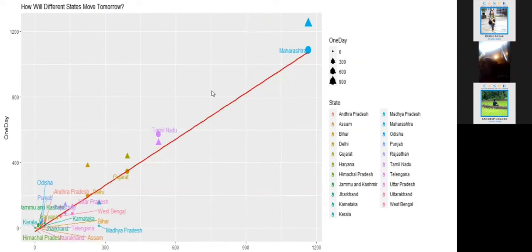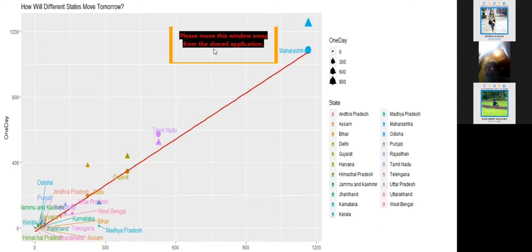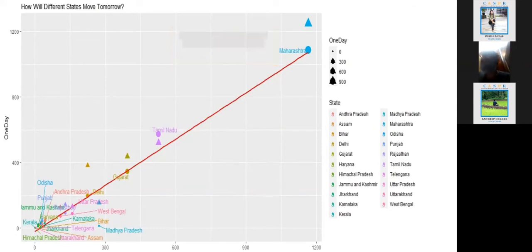So that brings me back to my original point. Maharashtra, Tamil Nadu, Gujarat, Delhi, these need to be monitored. So basically, corona in India is now a game of actually managing a small number of big cities, right? Yeah.